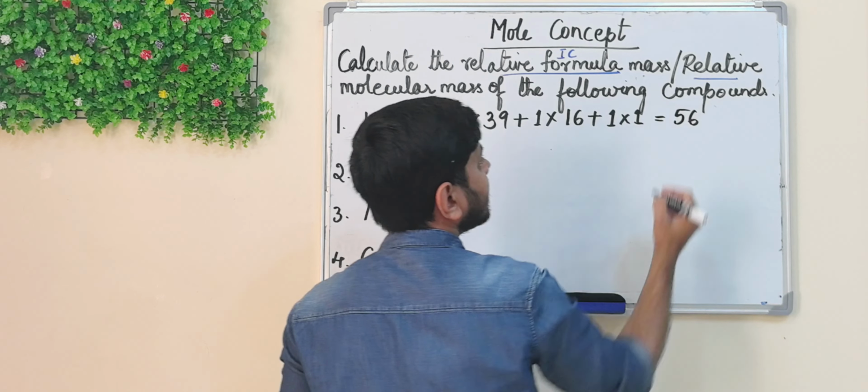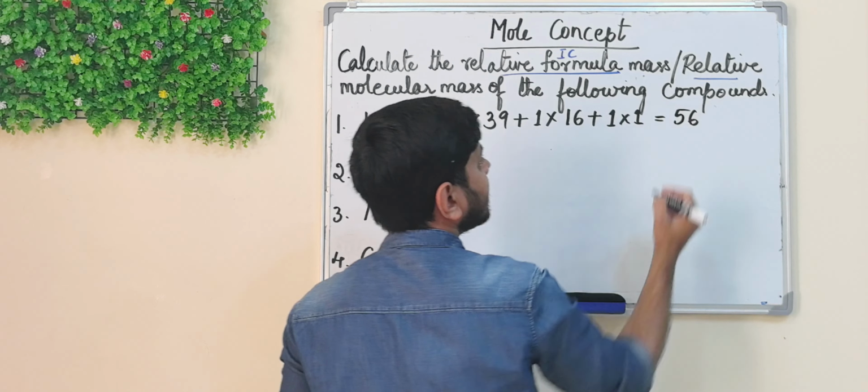So that means I have 2 nitrogens here. So 2 times the mass of nitrogen, which is 14, plus 2 times 3, which is 6 oxygen. So I have total 6 oxygen, and each oxygen mass is 16. So now when I calculate the total, it is equal to 164. So the relative formula mass of calcium nitrate is 164.